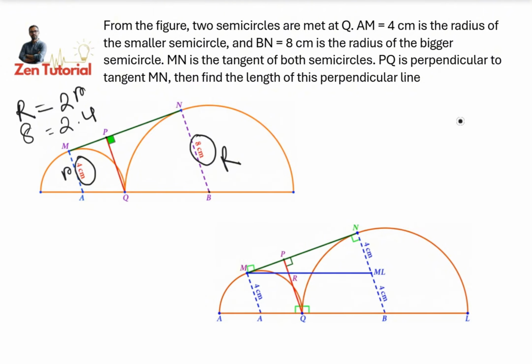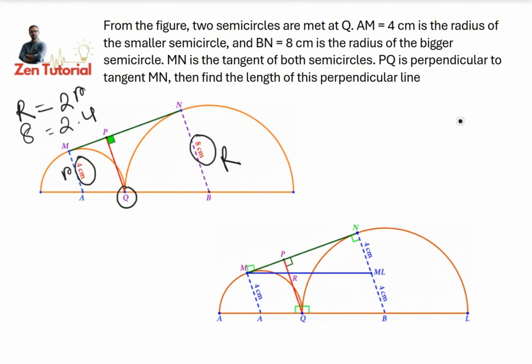So the relation between these two semicircles, the larger one and the smaller one, is half, or the larger one is twice the smaller semicircle radius. The area, of course, changes accordingly as well. Anyways, this is not the important point. The important point is that Q is the common point for these two semicircles, because at this point they touch each other.